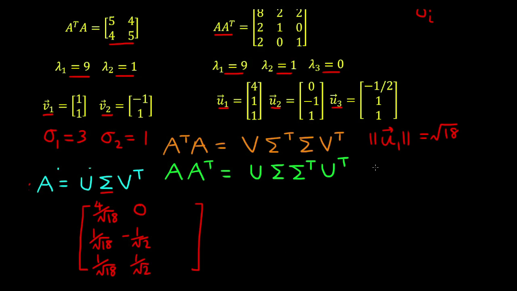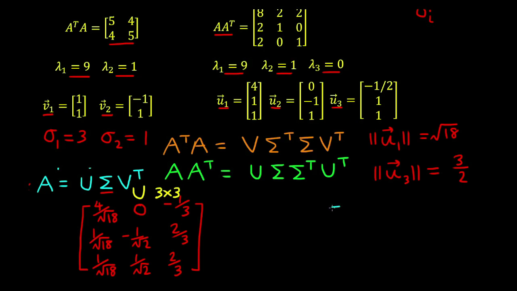And finally, the norm of U3 is the square root of 1/4 plus 1 plus 1, which will give you 3 on 2, or 1.5, and therefore minus a half on 3 on 2 gives minus a third, and 1 on 3 on 2 is 2/3, and we have 2/3 again. So this is our matrix U, which is a 3 by 3.